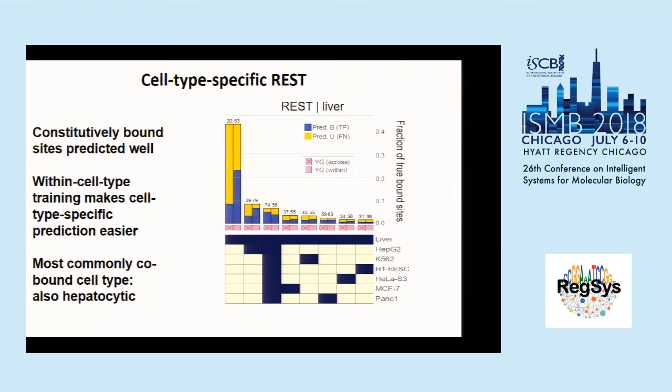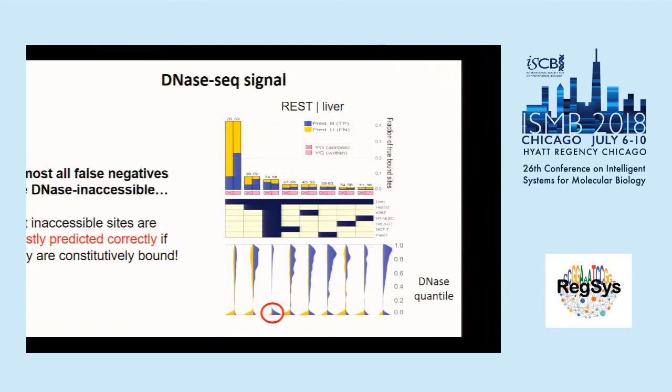This is just the data being plotted. And we also see that when we plot the DNase, again, most false negatives are DNase inaccessible, but if you look within the constitutive sites, they are largely DNase poor anyway, but they are still predicted correctly because they're constitutive. The adaptation doesn't need to be through DNase there.